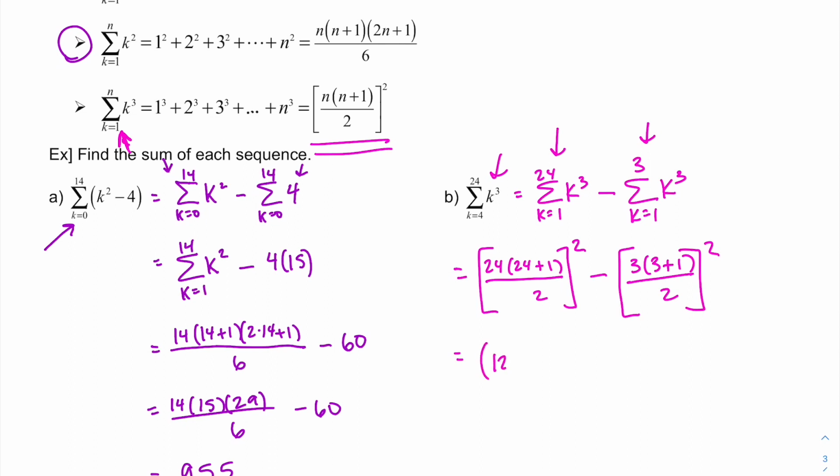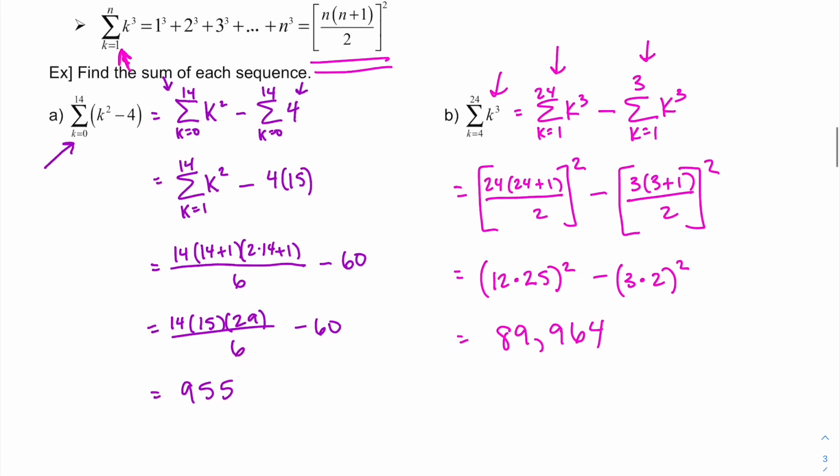So let's simplify this. 24 over 2 is 12. 24 plus 1 is 25, minus, here I have 3 times 4 over 2, so 6 squared. Let me go ahead and put these in my calculator. 12 times 25 squared minus 6 squared. Very big number. So I have 89,964.